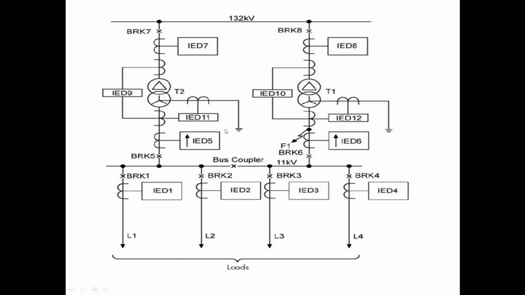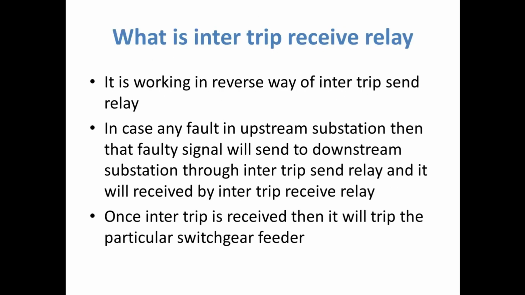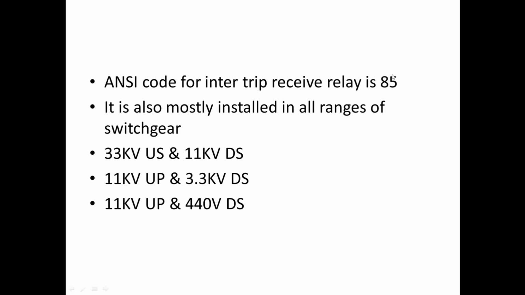This IED5 relay will receive that command. For receiving, it needs one more relay, called the intertrip receive relay. Whatever fault command is sent from the other side will be received by this intertrip receive relay. Once the intertrip receive relay receives it, it will give the command to trip breaker number 5. That is the intertrip receive relay. Its ANSI code is 85. It is also mostly installed in all types of switchgear, on the upstream and downstream sides.